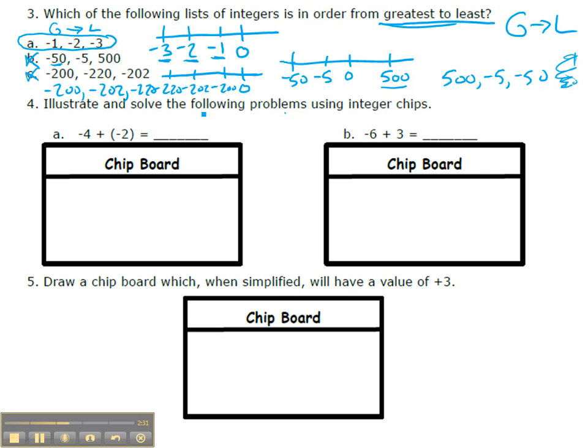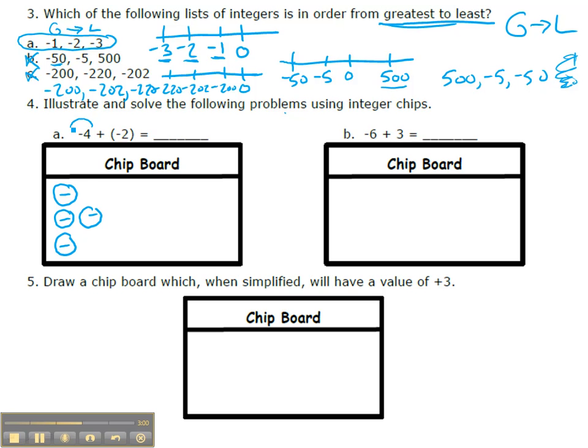Okay, we're going to illustrate and solve for number 4. Illustrate and solve the following problems using integer chips. We're using chipboards, so you can represent your positives and negatives any way you want. The easiest way is to make a circle with a minus sign and plus signs. That way you don't need a key. If you do it some other way, that's fine. You just need to make sure you put a key to the left so everyone knows which chips are representing your positive and which are representing your negative.